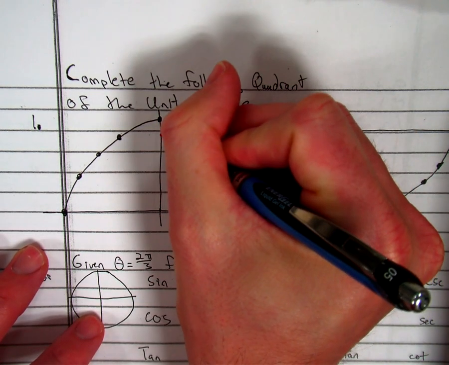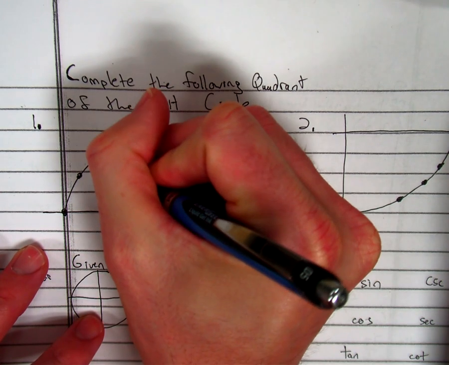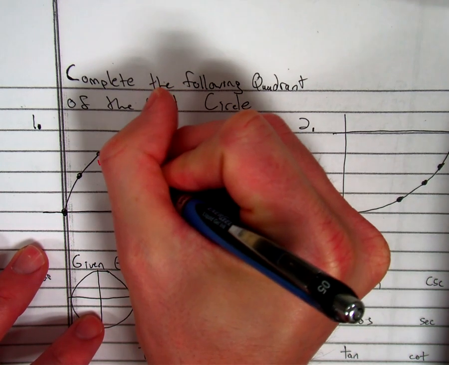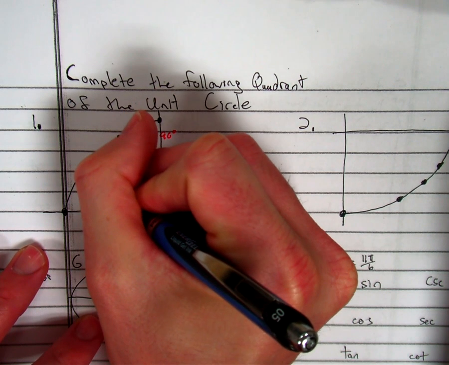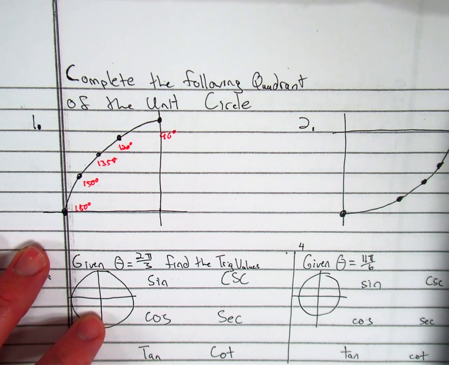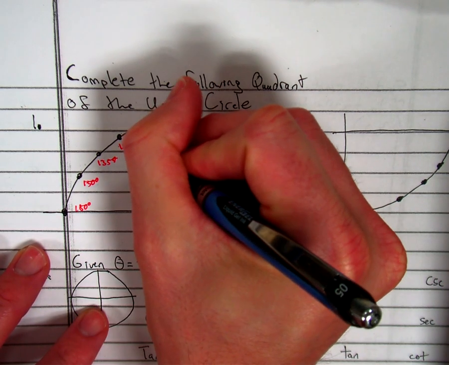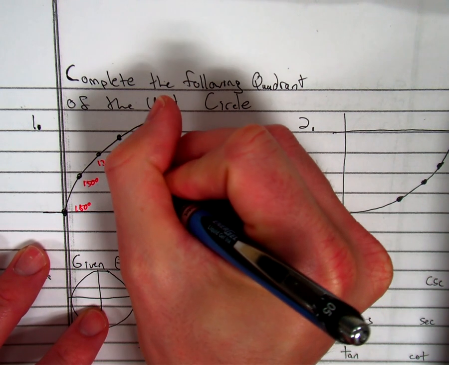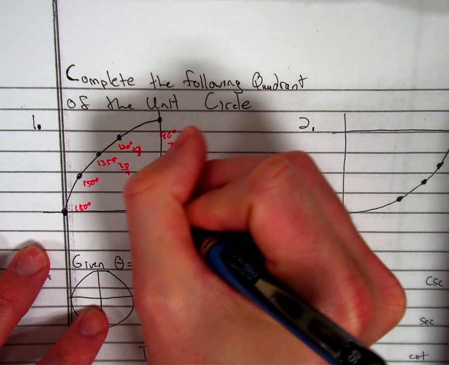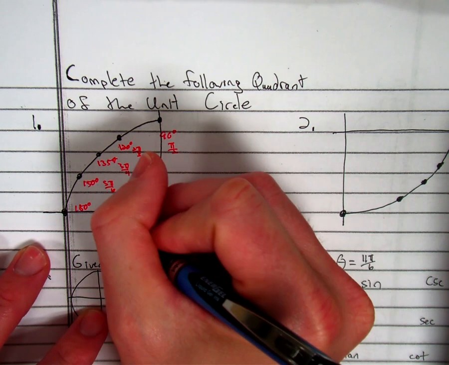So we have 90 degrees, 120 degrees, 135 degrees, 150, and 180. If we're doing our radians, we got pi over 2, 2 pi over 3, 3 pi over 4, 5 pi over 6, and pi.